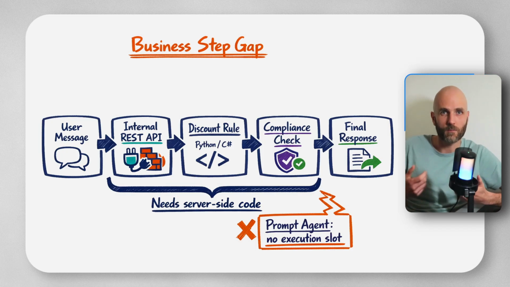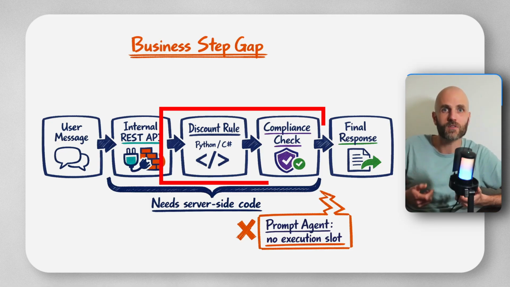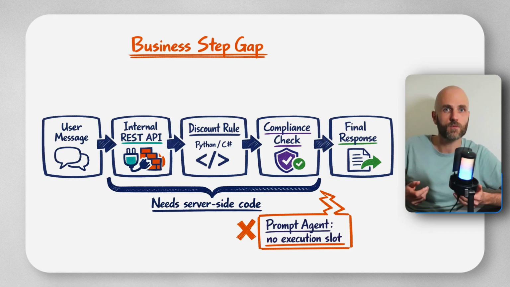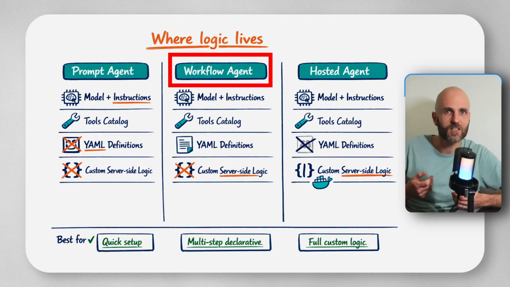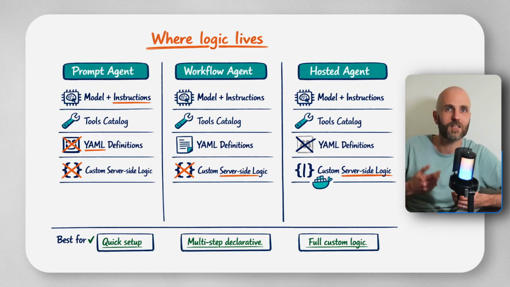A concrete example: say I need to call my company's internal REST API to check inventory, then apply a discount rule and a compliance check, and only then respond. With a prompt agent, there is nowhere to run that Python or C# logic on the server. A workflow agent is still declarative, but it lets me orchestrate a series of actions of other agents using YAML-based definitions. So it's great for multi-step processes, but I'm still describing and not coding.